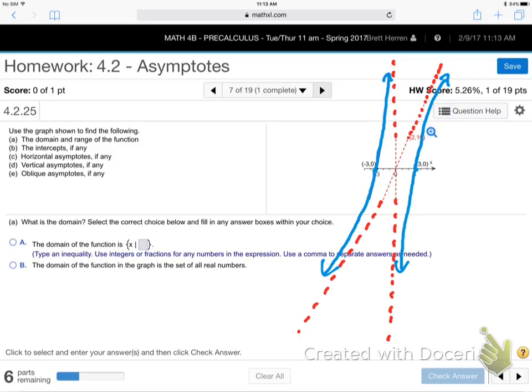So let me let you answer all the questions now that that's a little more clear. See if you can answer domain, range, intercepts, horizontal, vertical, asymptotes, and oblique. I'm going to run through roll while you do that real quick here.